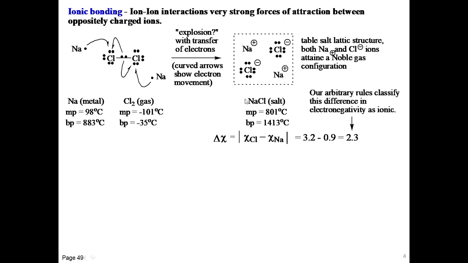Now, the property of sodium chloride is very different than the property of the things that it came from. Sodium metal is a very soft, pretty low melting metal, 98 degrees, that's less than the boiling point of water. Still a high boiling point though. The melting point's fairly low though.